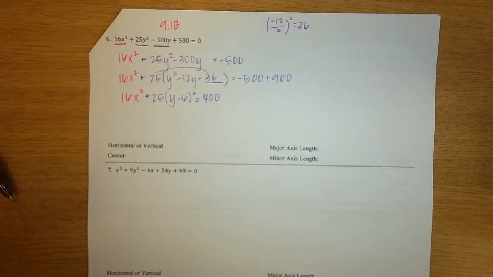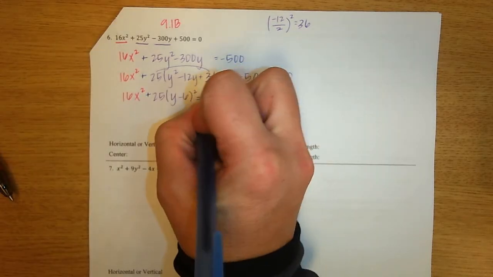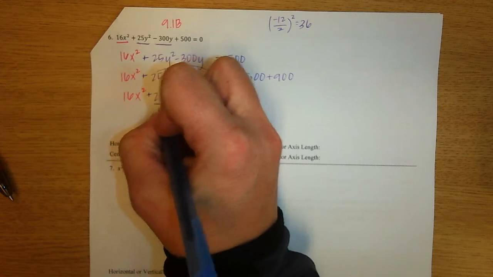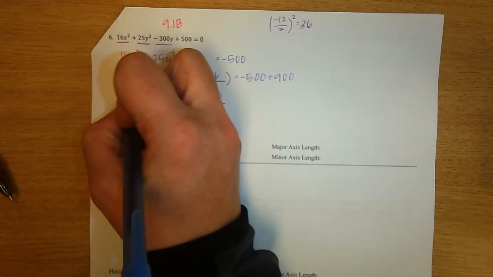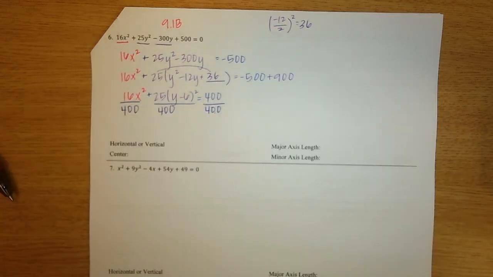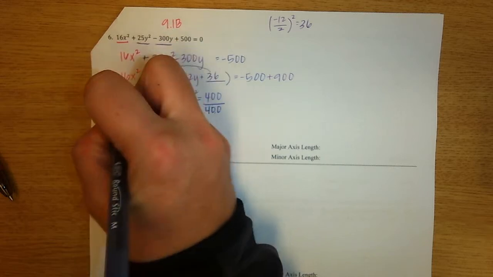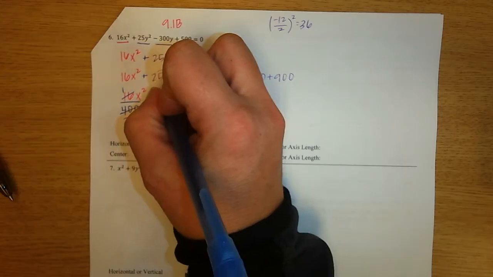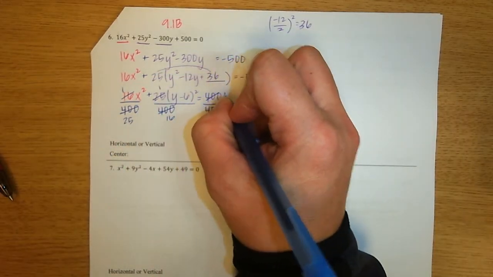Now I'm trying to make the equation of an ellipse, so this needs to be equal to 1. The last thing you need to do is go through and divide by 400 because I need this to be 1. So whatever you're left with over here is basically what you divide by. 400 divided by 16 is 25. So this is 1 and 25. And 25 goes into 400 16 times. And obviously this is 1 and 1.